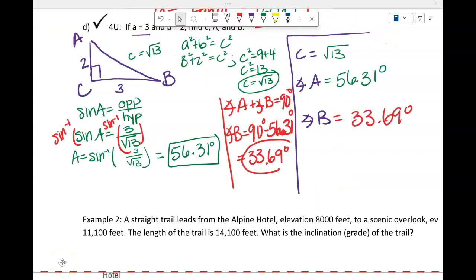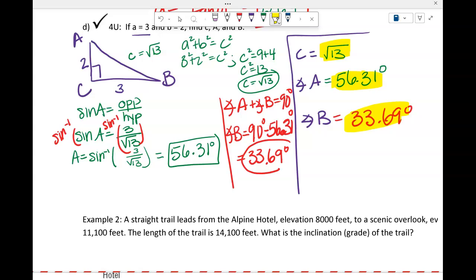All right, kids, let's check to see if you have the same as what I have. For C, I kind of left it in exact form, which just means no decimal, square root of 13. Your A, I have 56.31. Don't forget the bubble to represent degree. And then once I have that, I took 90, take away 56.31, so it allows me to get 33.69.